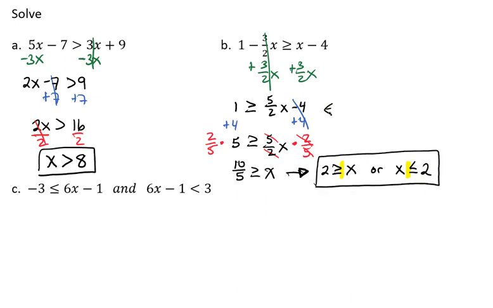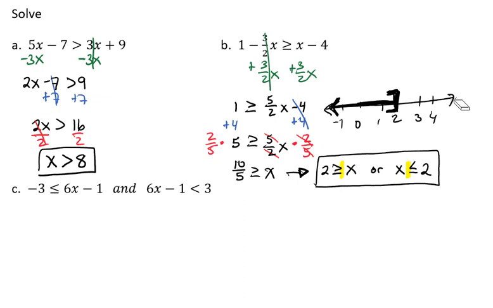Now, if I were to graph this particular problem, instead of using a closed circle, which is what you might use in Algebra 1 or in the past, we're going to use a bracket. Use a bracket, and then we'll draw our line to indicate the direction of the solutions.